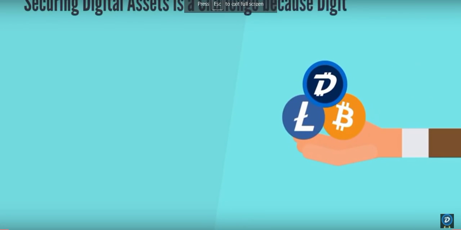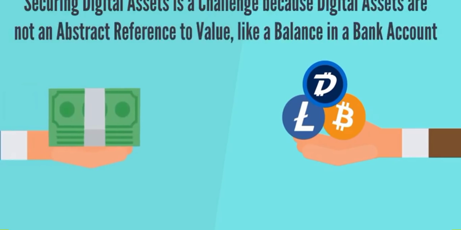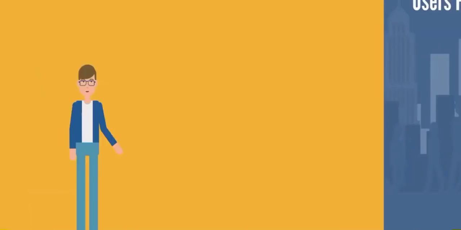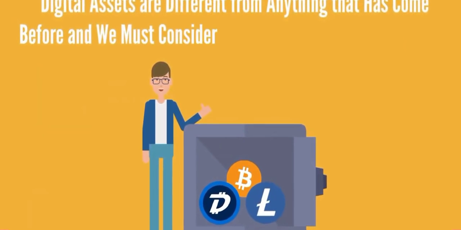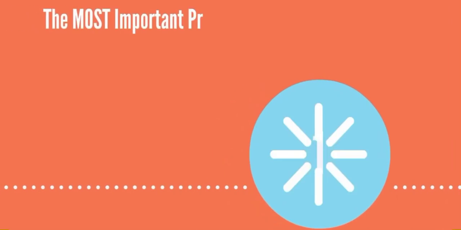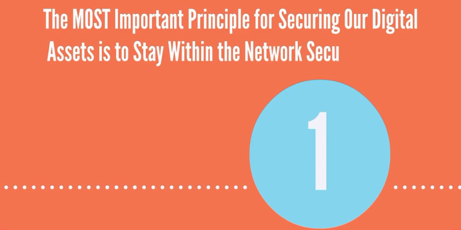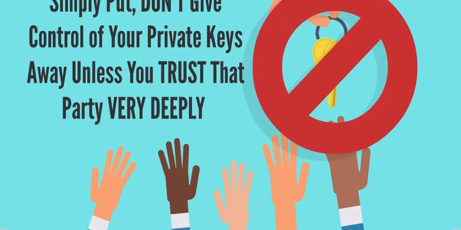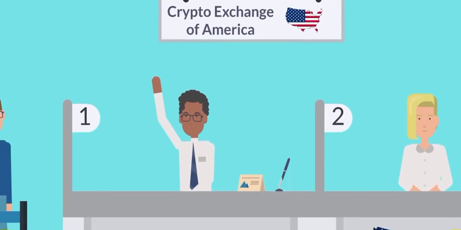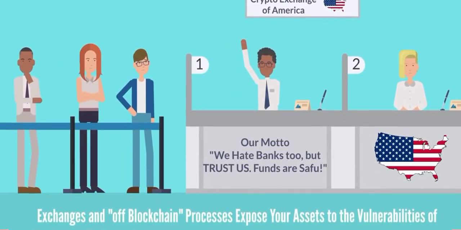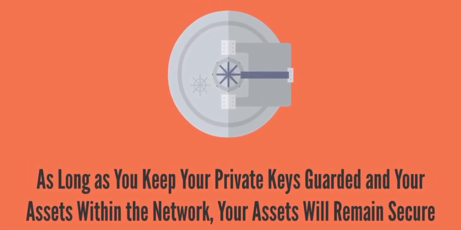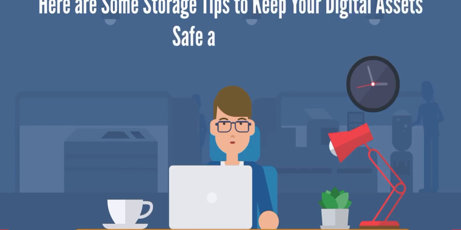Securing digital assets is a challenge because digital assets are not an abstract reference to value like a balance in a bank account. Users have no recourse for lost assets, just as if they had dropped cash on the ground. Digital assets are different from anything that has come before, and we must consider new ways of securing our wealth. The most important principle for securing our digital assets is to stay within the network security model. Simply put, don't give control of your private keys away unless you trust that party very deeply. Exchanges and off-blockchain processes expose your assets to vulnerabilities of traditional financial networks by assuming control of your private keys and/or assets. As long as you keep your private keys guarded and your assets within the network, your assets will remain secure. Here are some storage tips to keep your digital assets safe and secure.